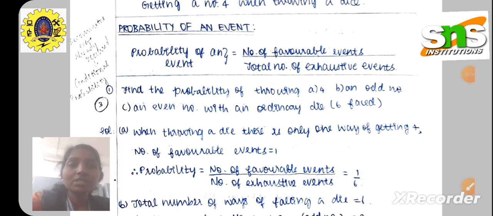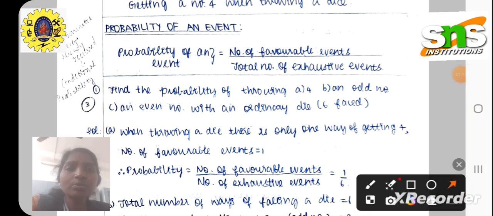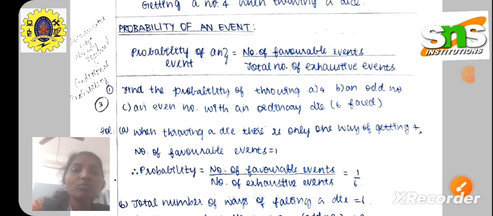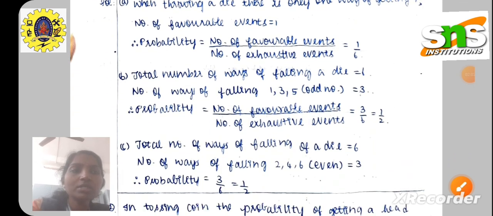Now, the given question is, you are going to throw a die once and you are getting 4. What is the possibility of getting a 4? Only once. So, what is the number of favorable events? Only 1. What will be the probability of the given event? It will be number of favorable events divided by number of exhaustive events. Favorable events is 1 and therefore it is 1 in the numerator, and number of exhaustive events is 6 since it is 6-faced, and therefore in the denominator we have 6. So what is the probability? 1 by 6.